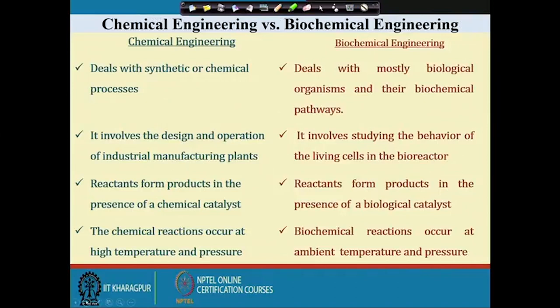Now, next I want to give you the differences between chemical engineering and biochemical engineering. Chemical engineering deals with the synthetic or chemical processes. For example, acid and alkali, when they react with each other, form a salt. Or consider the burning of coal in the presence of oxygen: when coal burns, it produces carbon dioxide and water. This is a pure chemical reaction. Or nitrogen and hydrogen, in the presence of a catalyst, combine to produce ammonia, which is largely used in the fertilizer industry for the production of different fertilizers. These are purely chemical processes.